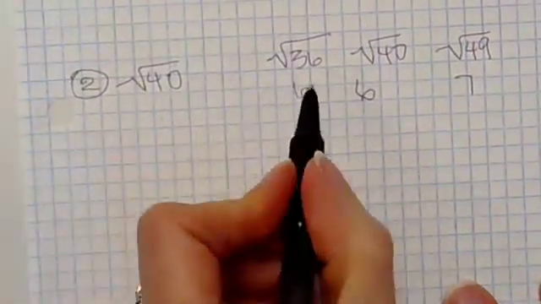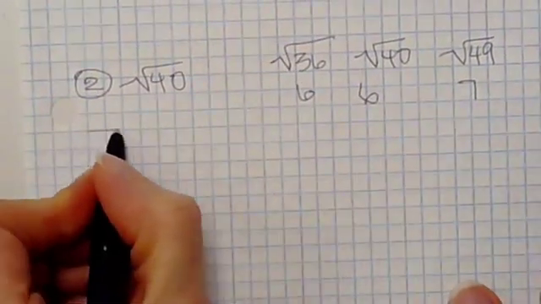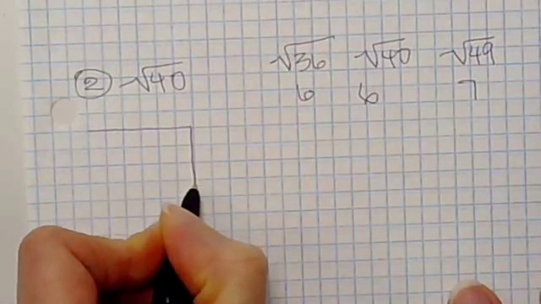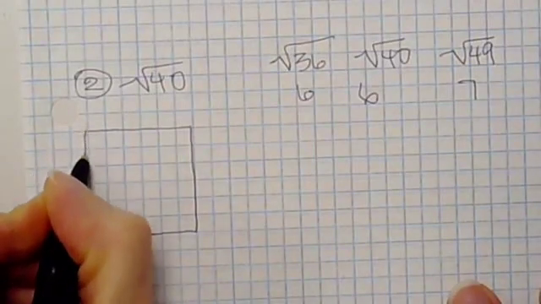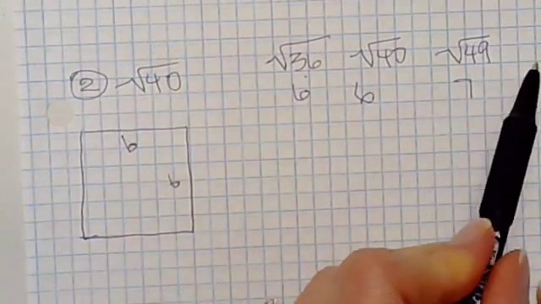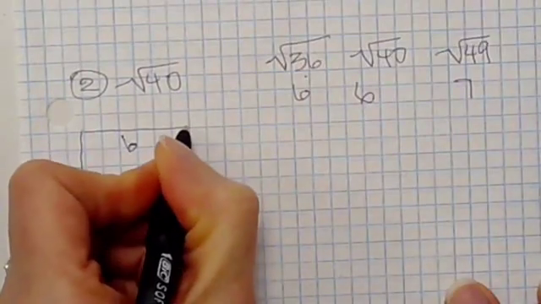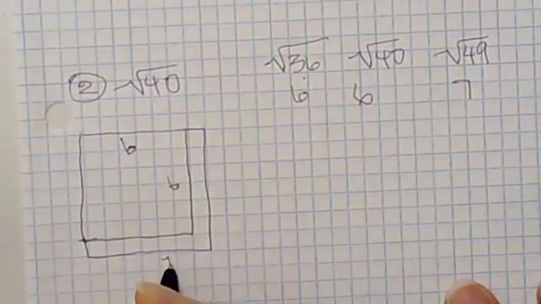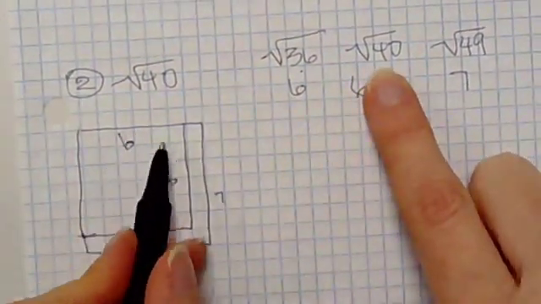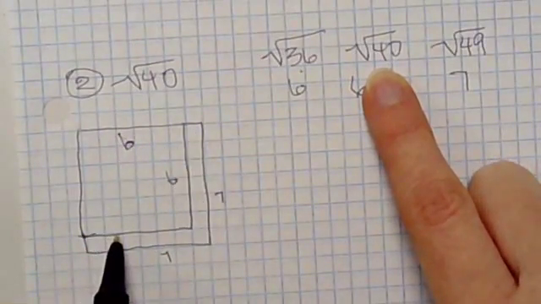So let's draw the smaller square here. So area of 36, side length of 6. So I'm going to draw a 6 by 6 square. So that's my smaller square. My larger square is 49, so I'm going to draw a 7. I'm going to add on here to make it 7 by 7. Okay, so my square root of 40 is somewhere in between the square root of 36, or the square of 36, and the square of 49.